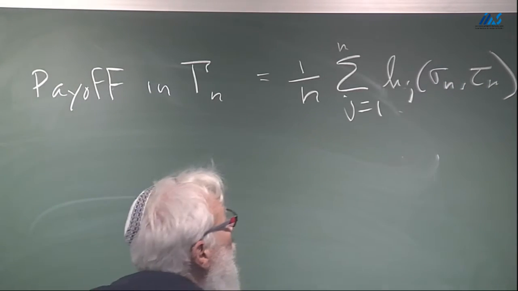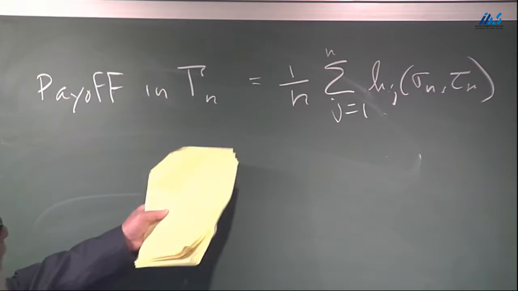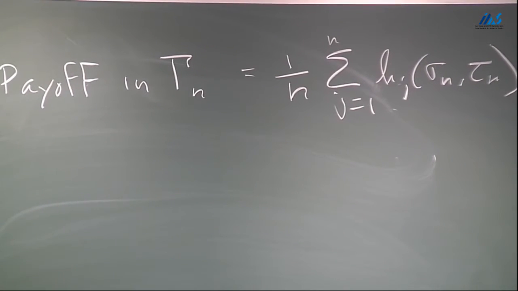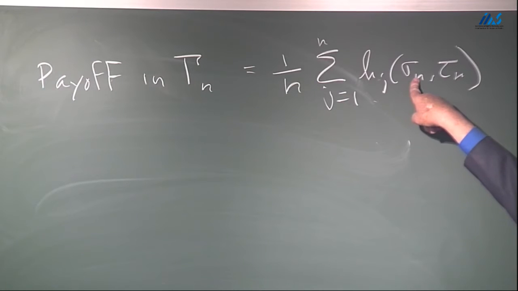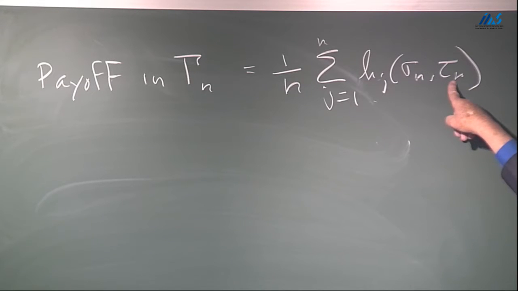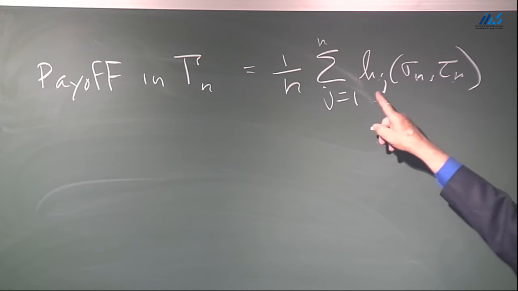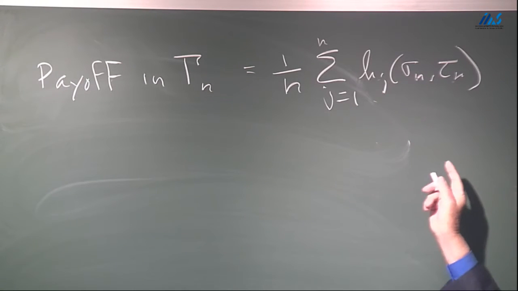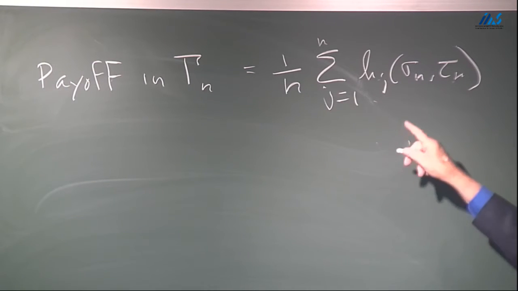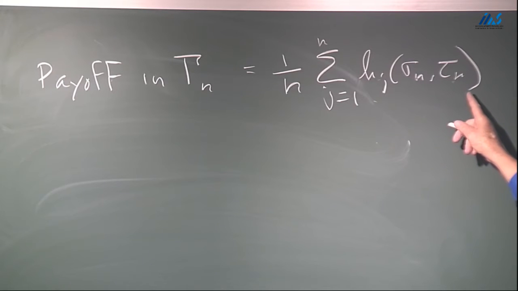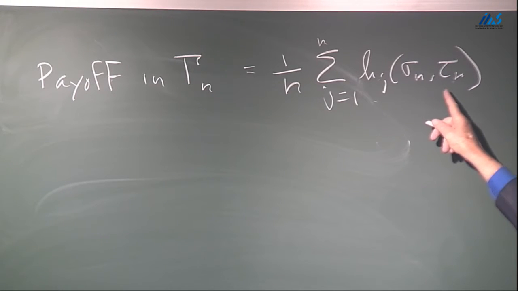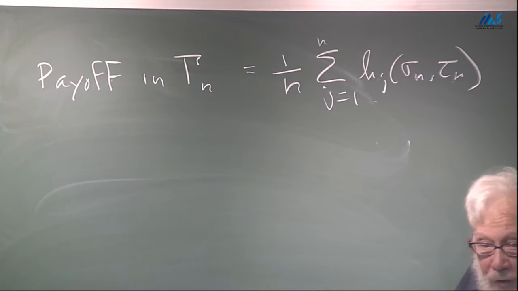Let me explain what that means. Maybe I shouldn't even put this heavy math on the board. We have a strategy in the n-stage game, that is the strategy of player 1, sigma n. We have the strategy of player 2 in the n-stage game, we call that tau n. This yields, at each stage, a payoff to player 1 and to player 2. Basically, it's a zero-sum game, so it's a payoff to player 1. So this is the sum of all the payoffs at the various stages of the n-stage game. We take the average, so that's the payoff in gamma n.